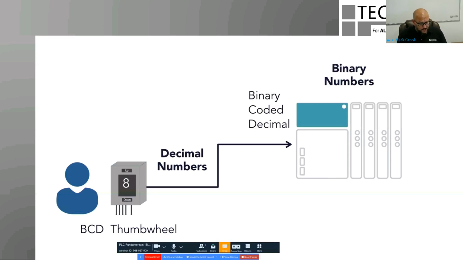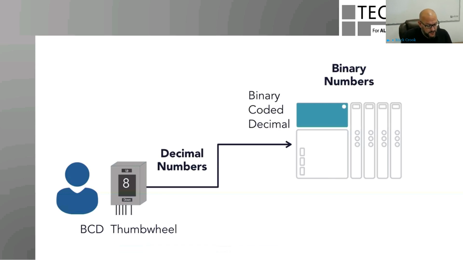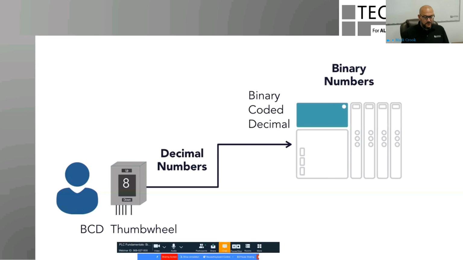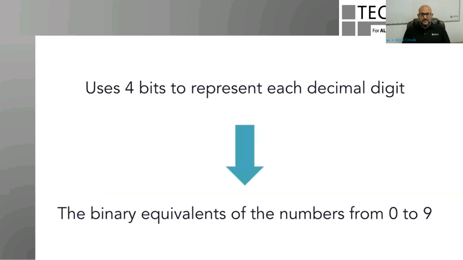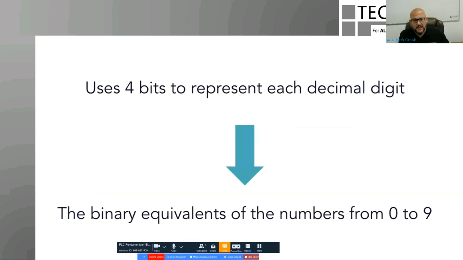The binary coded decimal system provides a means of converting the number used by humans in decimal to a number that can be understood by the controller. So the number that's sent down from the BCD thumb wheel, we need to be able to interpret that and do whatever we need to do from the PLC. So how does BCD actually work? Well, BCD uses 4 bits of information to represent each decimal digit.